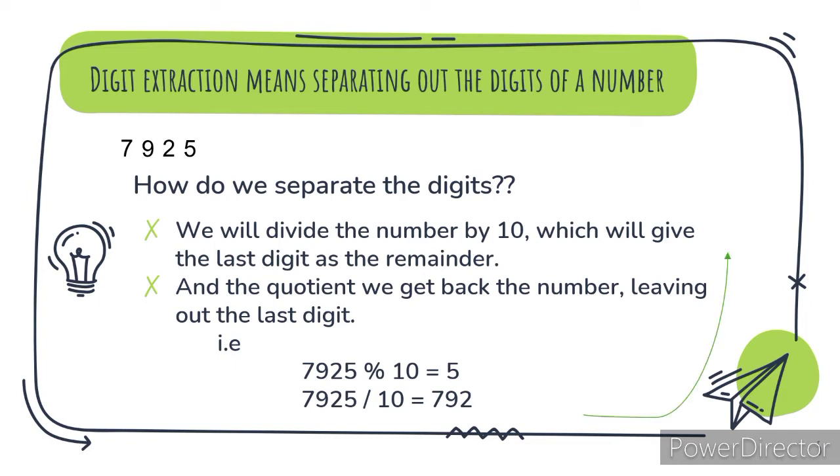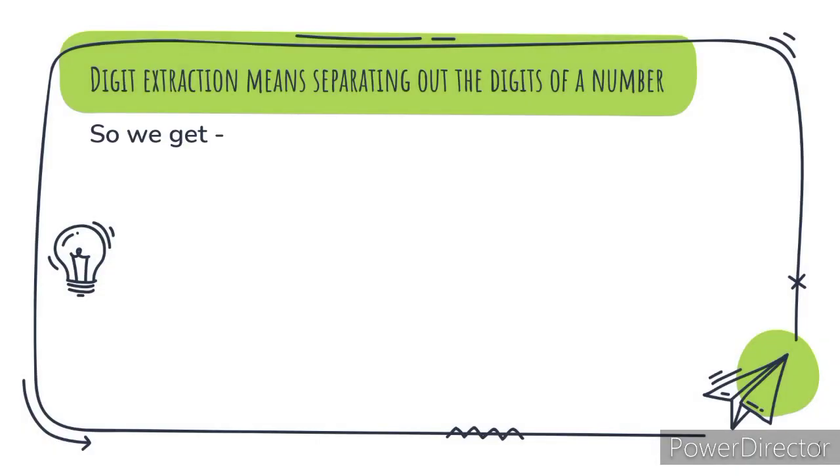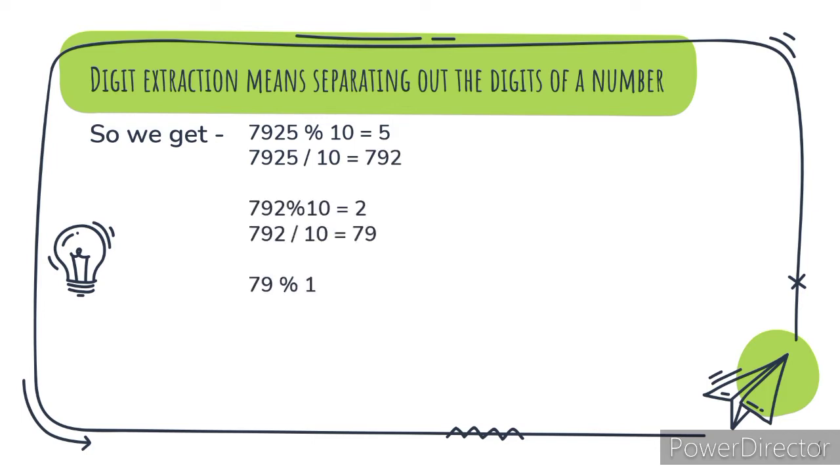Now we can repeat this process. That is, we divide 7925 by 10 using modular division. The percentage sign is called modular division, and we get 5. If I carry out the normal division using slash, I'll get 792. If I repeat the process with 792, divided by 10, I'll get the remainder 2 and the quotient 79.